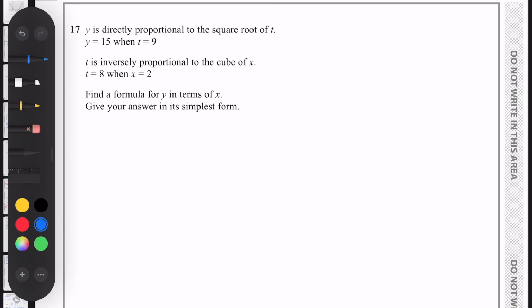Number 17. Y is directly proportional to the square root of t. Y equals 15 when t equals 9. T is inversely proportional to the cube of x. T equals 8 when x equals 2. Find a formula for y in terms of x, giving your answer in its simplest form. There are two equations, so I'm going to call this one number 1, and this one could be number 2. Where it says find the formula for y in terms of x, what we're looking for is y equals something x.